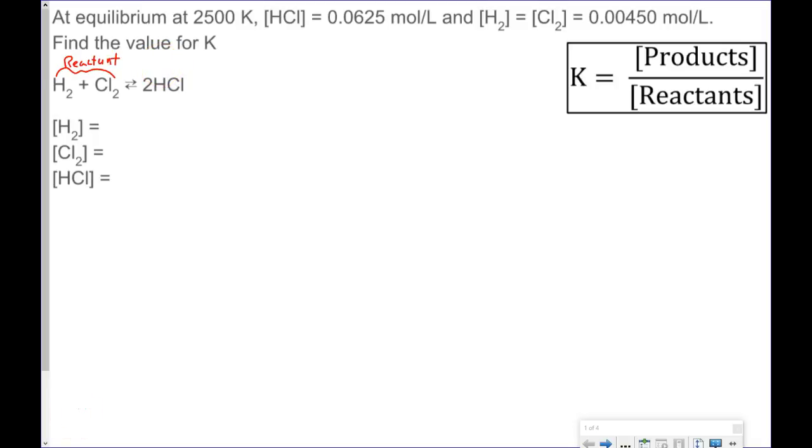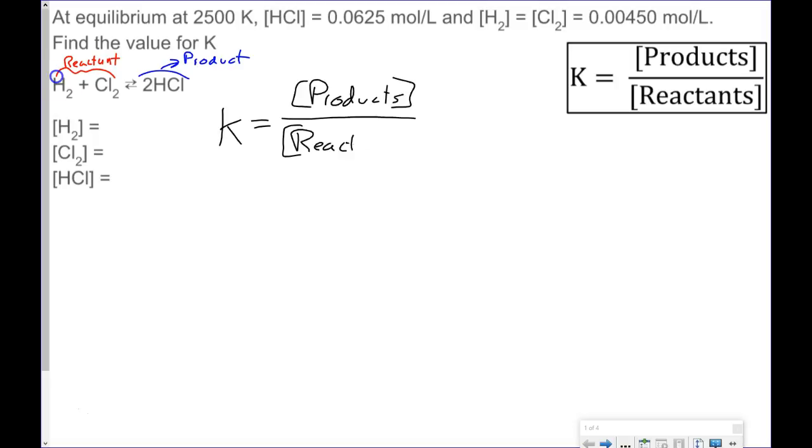So these are going to be my reactants, what I start with. Hydrochloric acid is going to be my product, what I end with. And you'll remember the way we solve for this is the concentration of the products over the concentration of the reactants is how I get my equilibrium constant. So my product, of course, is going to be hydrochloric acid, and I need to put that squared to represent the fact that there is a 2 for the coefficient in the balanced equation.